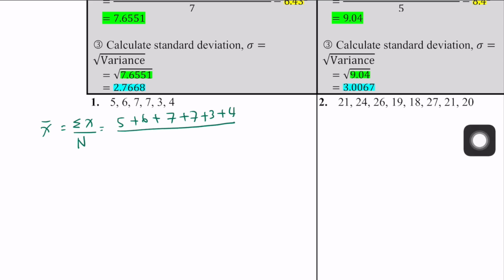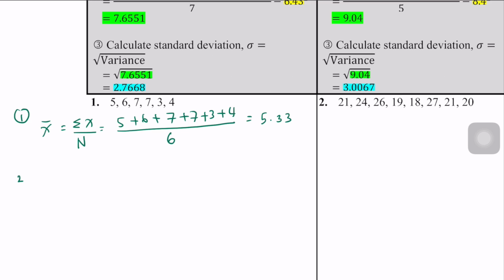by how many items are there? 1, 2, 3, 4, 5, 6. So divide by 6. Press your calculator and you will get 5.33.